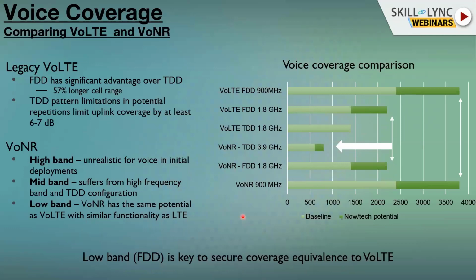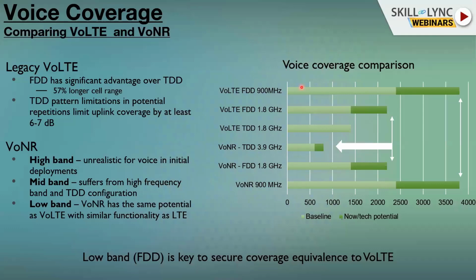So in the legacy VoLTE and VoNR comparison, this is the baseline, that means legacy VoLTE, this light green part and the dark green part, this is the potential 5G network coverage. If you know about FDD and TDD, where FDD stands for frequency division duplex and TDD stands for time division duplex, FDD has a significant advantage over TDD. How much? It's estimated to be around 57% longer cell range than TDD. So the coverage is far better in FDD than TDD.